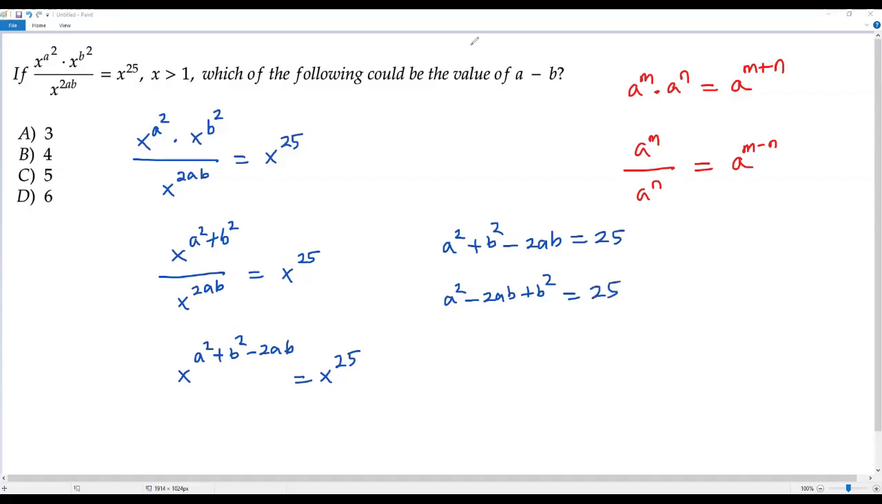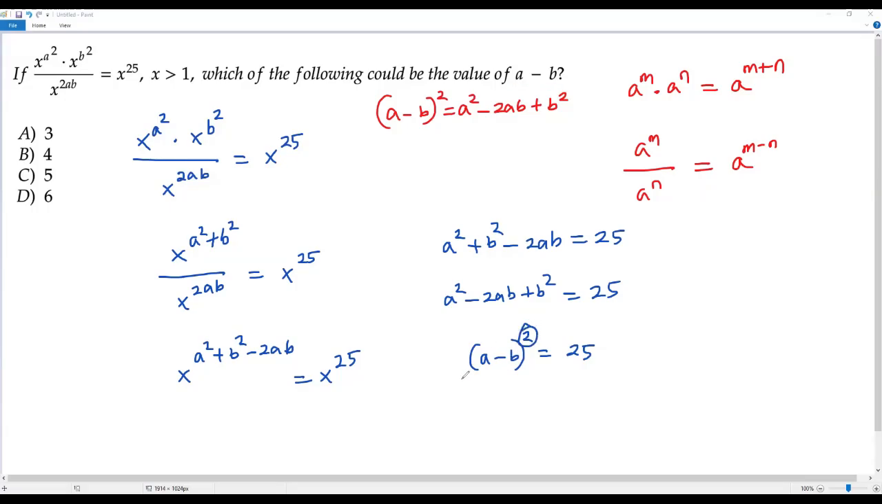Okay, now let's consider an important identity in algebra, that is the expansion of the square of the binomial, that is a minus b the whole square, which is equal to a square minus 2ab plus b square. So whenever we have the square of a binomial in this form, it can be expanded as a square minus 2ab plus b square. Here we have exactly this expression on the left side. So it can be written as the square of a binomial, that is a minus b the whole square equals 25. Our aim is to find the value of a minus b in the question.